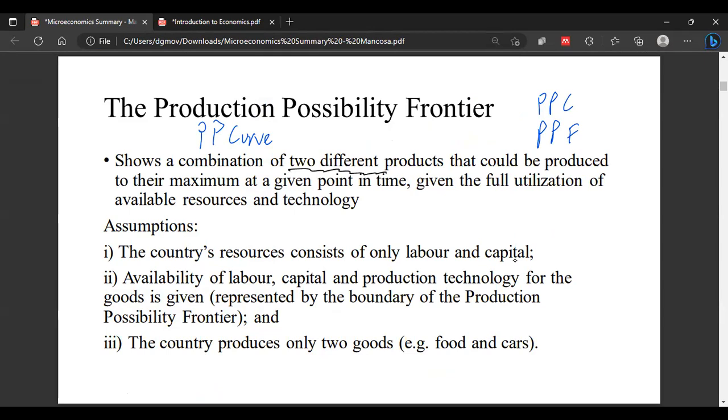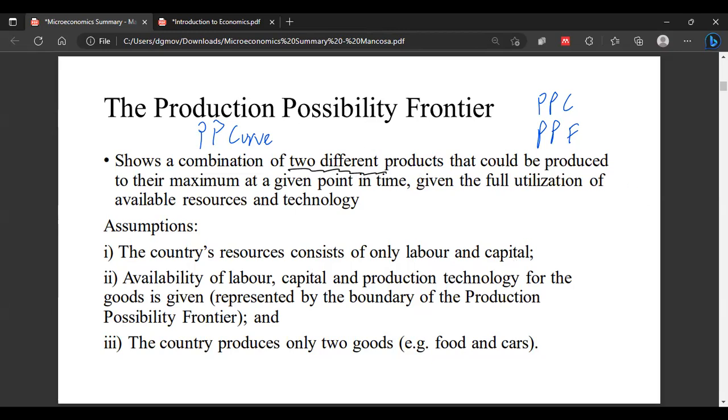So what does the PPC tell us? It gives us the maximum attainable output that could be produced in an economy at a given point in time, given the full utilization of resources. It gives us the maximum attainable output for an economy when they use all their available resources.